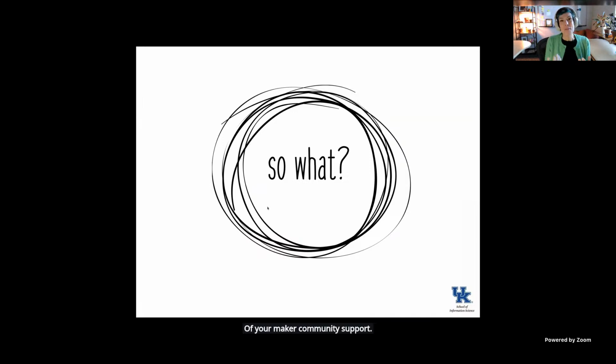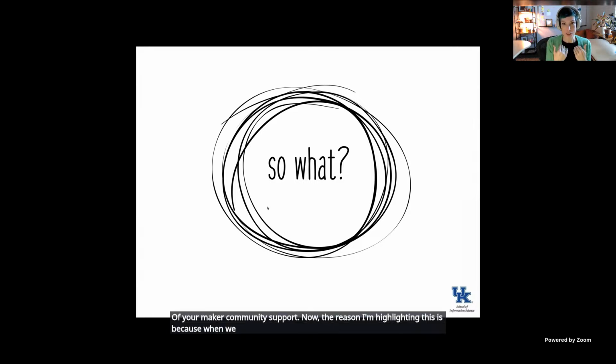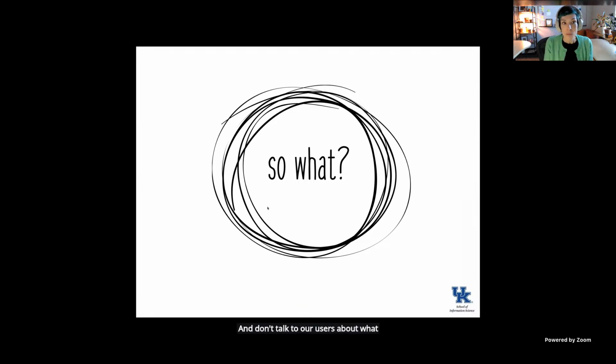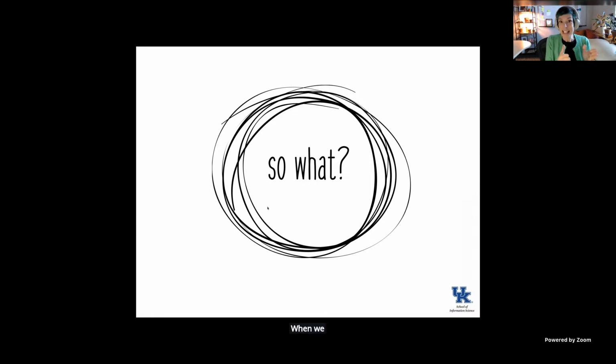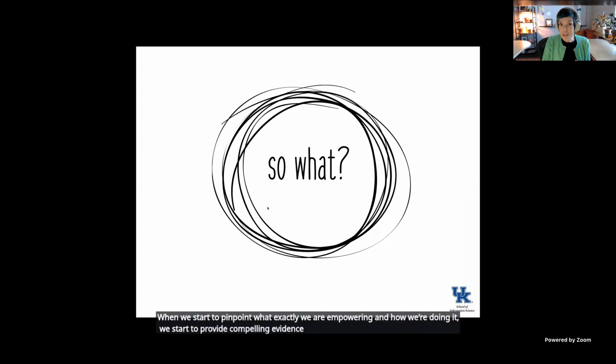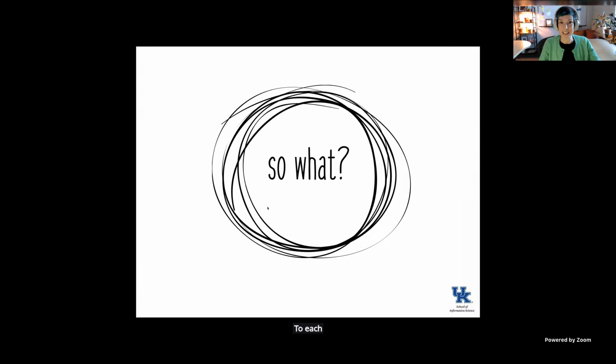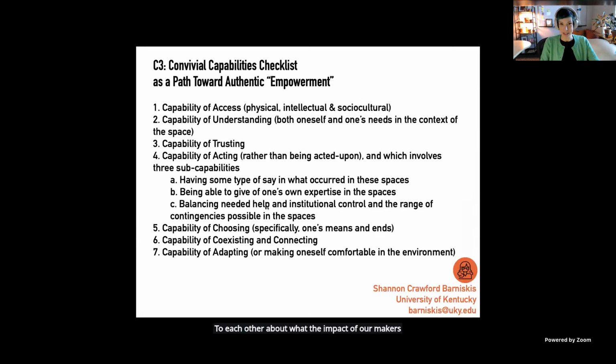Now, the reason I'm highlighting this is because when we focus on internal values and internal understandings of what we want to do and don't talk to our users about what's important to them, we can say we're empowering people, but it becomes an empty promise. When we start to pinpoint what exactly we are empowering and how we're doing it, we start to provide compelling evidence to our users, to our funders, to our boards, to each other about what the impact of our Makerspaces services are and can be.